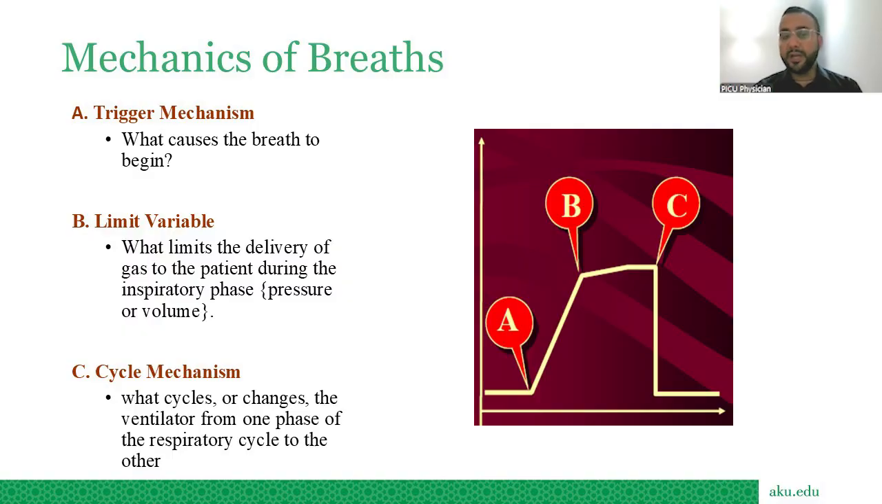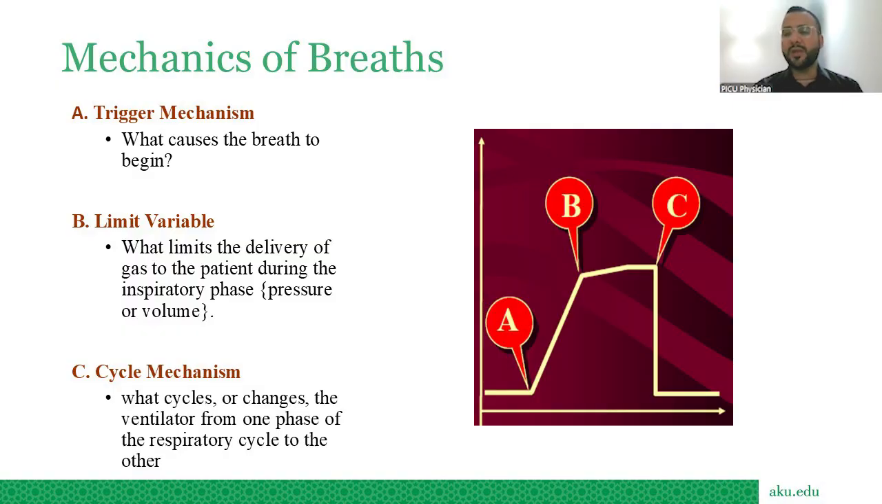Number two, limit. By limit I mean there must be somebody who limits the inspiration, meaning that inspiration is completed now. So who will limit the inspiration? That this much air has already gone into the lungs and now it's time to stop inspiration. Either the machine can do it or the patient can do it.